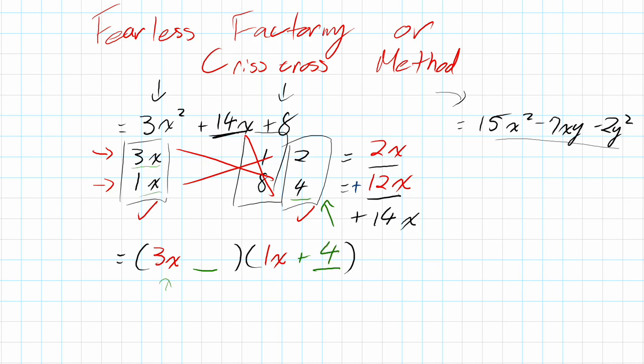And since the 1x was times 2, they have to go in opposite brackets. So the 1x is here, the positive 2 must go there. This is it. This is our final answer. We can use FOIL to go back through and check it out, but that's it. We've jumped right to the end of the factored form.